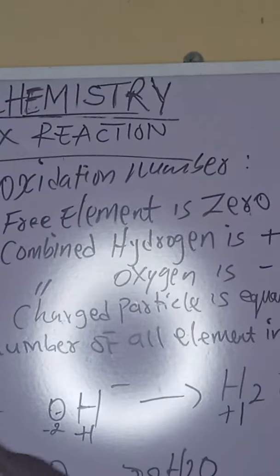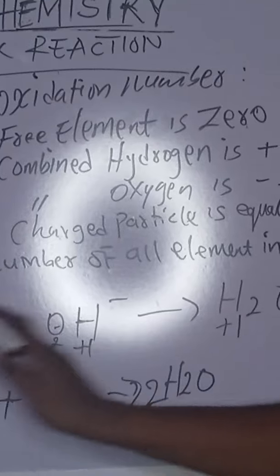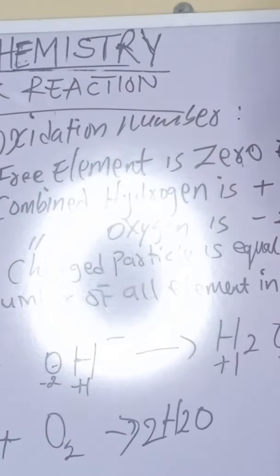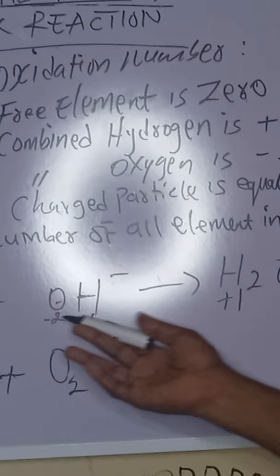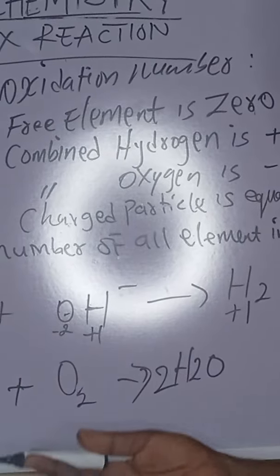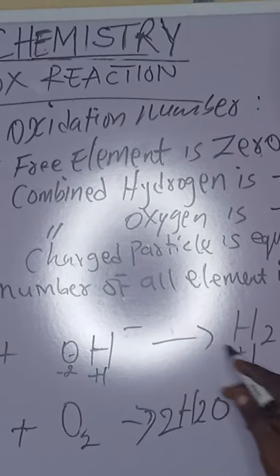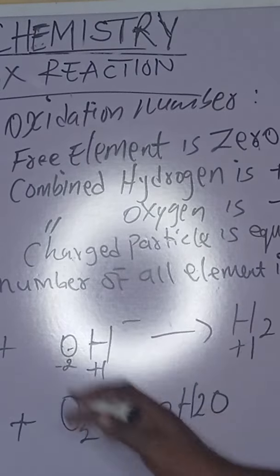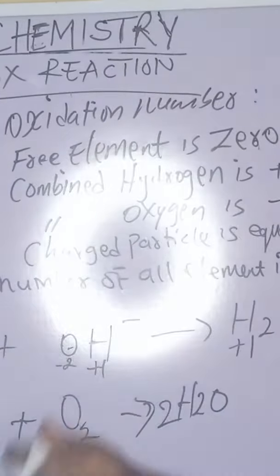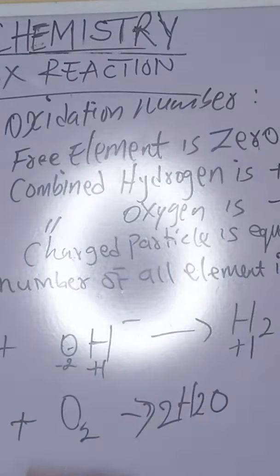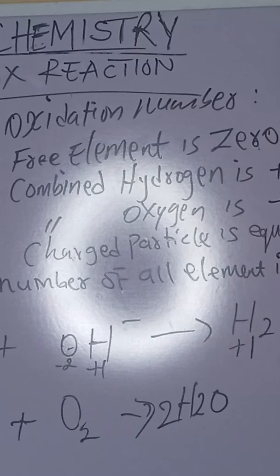Now, to know if this is a redox reaction, H here is plus one, H here is also plus one. So there is no significant change in the oxidation of these two species. O here is minus two, O here is minus two, so there is no change in their oxidation states. H is plus one, H is plus one, there is no change. So this reaction is not a redox reaction. In a redox reaction, one species will increase and one species will decrease. In this case, none is increasing or decreasing.